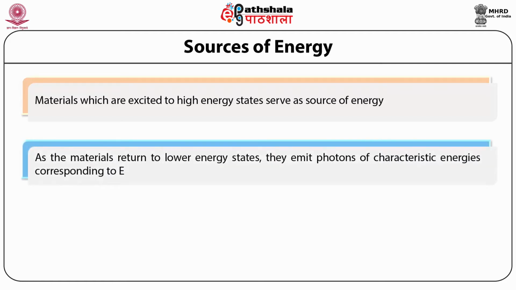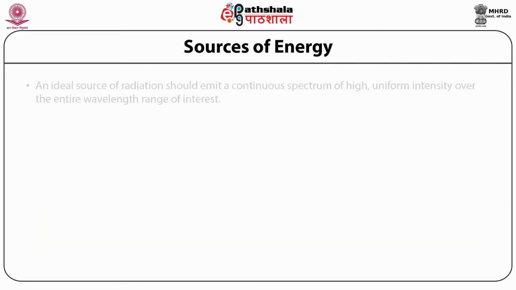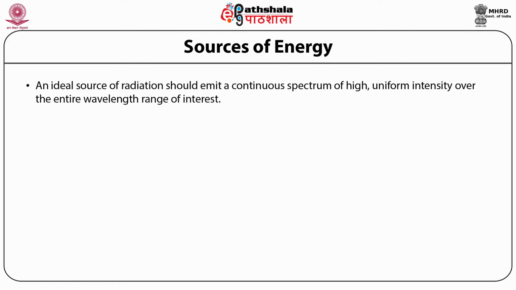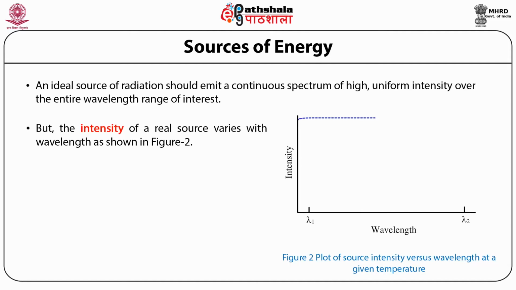As the materials return to lower energy states or their ground states, they emit photons of characteristic energies corresponding to ΔE, the energy difference between the excited and lower quantum states. An ideal source of radiation for absorption measurements should emit a continuous spectrum of high uniform intensity over the entire wavelength range of interest. But the intensity of a real source varies with wavelength, as shown in figure 2.